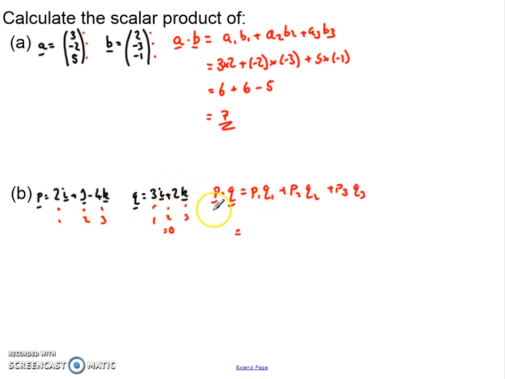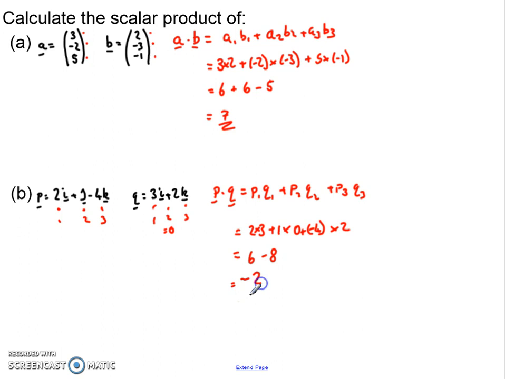So P1 Q1 gives me the first term, so it's 2 times 3. Then P2 Q2 gives me the P2, which is just J, so that's 1, times the Q2, which is 0. P3 Q3 is given by this, so the negative 4 times the 2. And again, we plus there. So 2 times 3, that's 6. 1 times 0 is nothing, so we can ignore that. Negative 4 times 2 is negative 8.